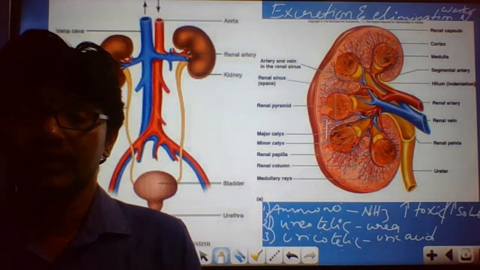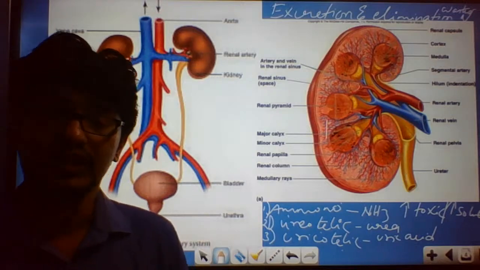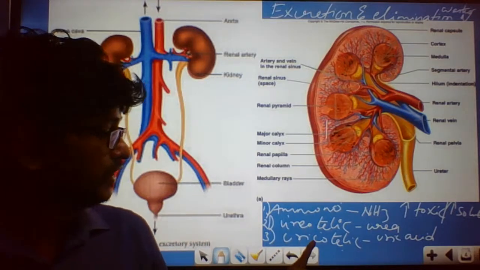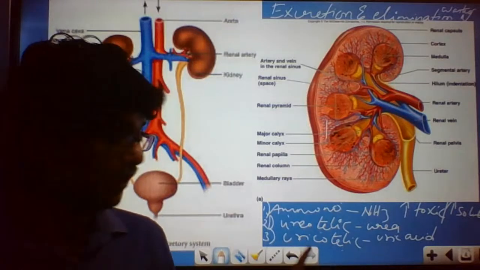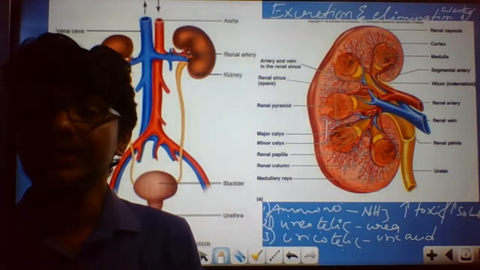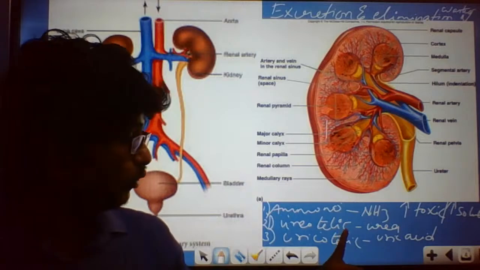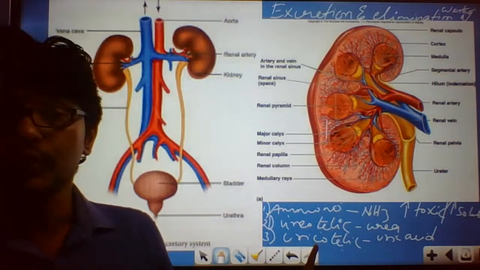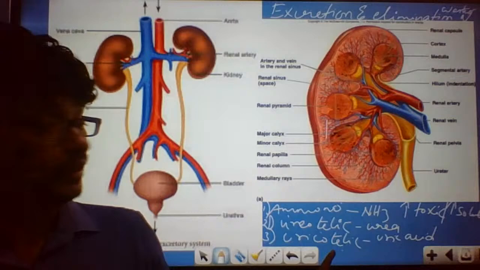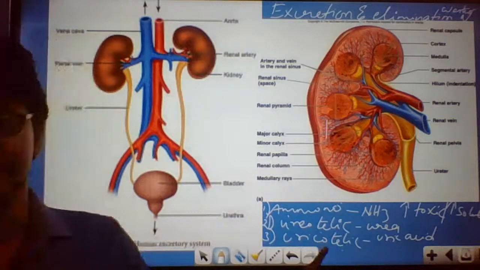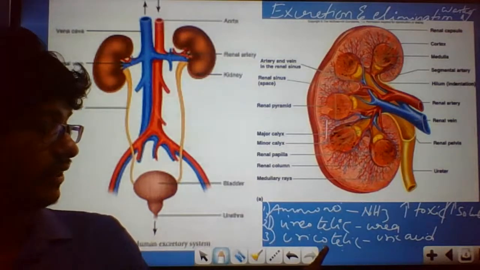Questions can come like this: which among the following is ammonotelic, which among the following is ureotelic, which among the following. Humans come under which? We are ammonotelic, ureotelic or uricotelic? Humans come under ureotelic. For example, uricotelic: we have reptiles and birds. If they ask where reptiles and birds come, they come under uricotelic.